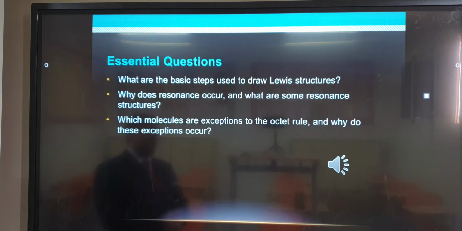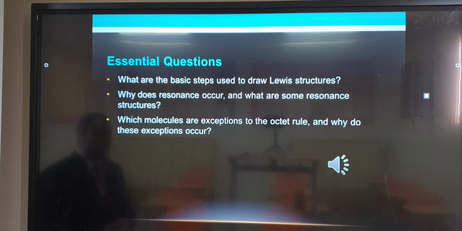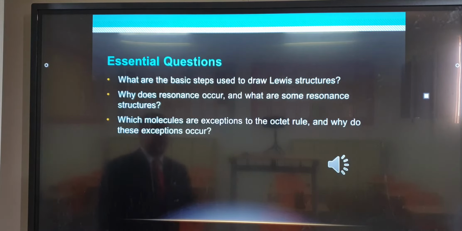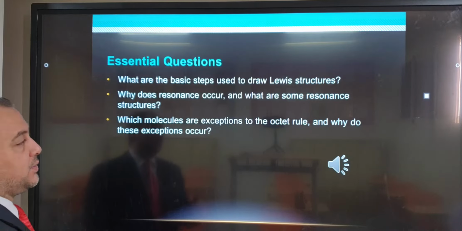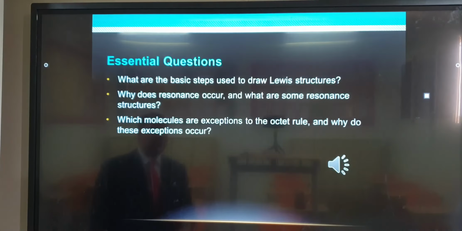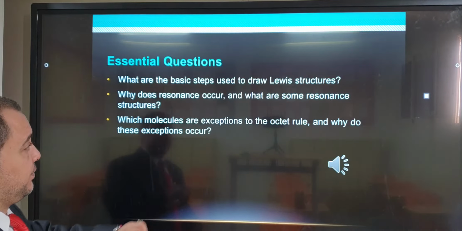What are the basic steps used to draw Lewis structures? Why does resonance occur, and what are some resonance structures? Listen, and question number 3: which molecules are exceptions to the octet rule, and why do these exceptions occur?